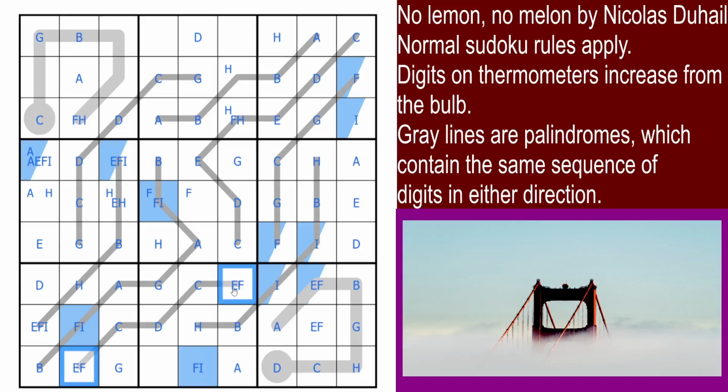Can I remove anything else? EF. Anything E or F? Come on. Oh, H is there, right? So that means that's not H. That's F. So that's not F. That's I. And that's not F. That's C. So that's C.